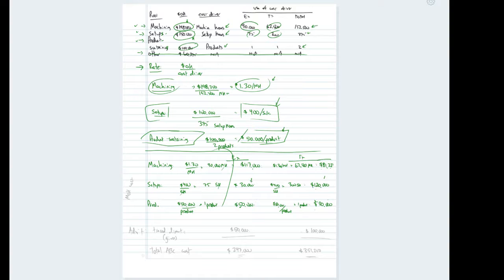We also have the non-manufacturing cost, the advertising cost, that we were told in the problem is traced directly to the two products. And so we have a total of $50,000 of advertising cost traced directly to the EX, and $100,000 of cost traced directly to the TX.